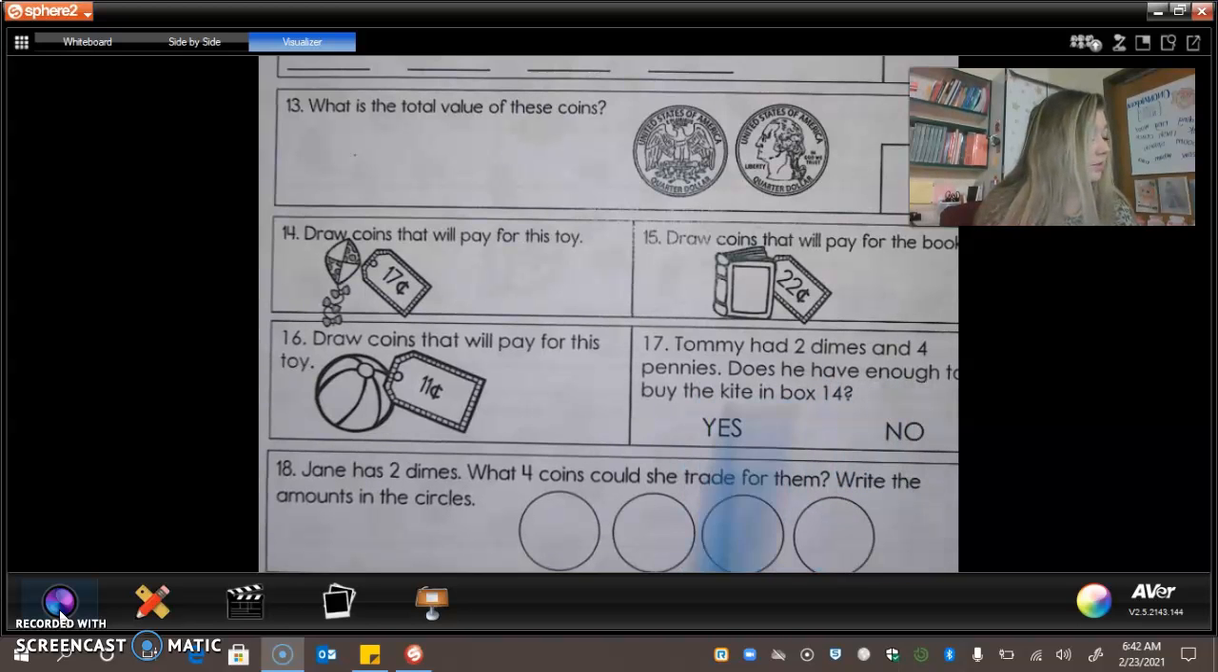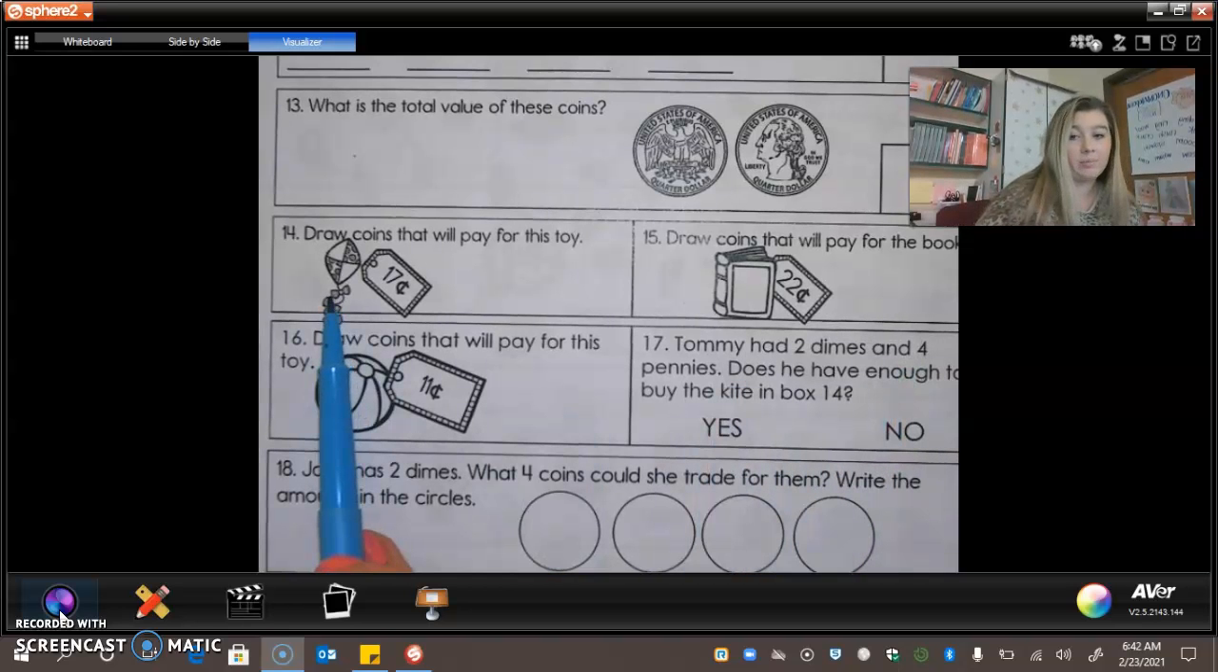Does he have enough to buy the kite in box 14? So Tommy has 2 dimes and 4 pennies. You need to figure out if that's enough money to buy this toy in number 14, and then circle yes or no.